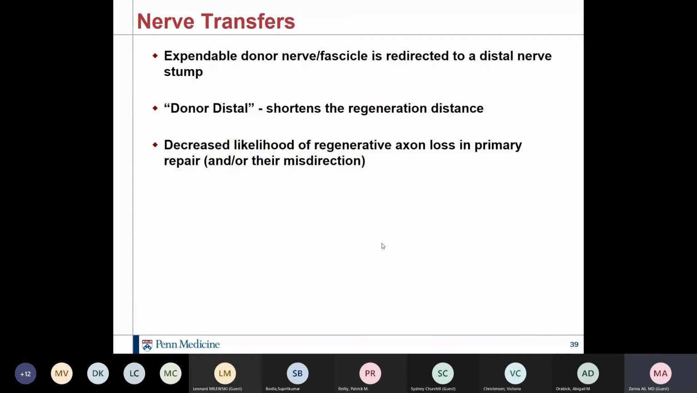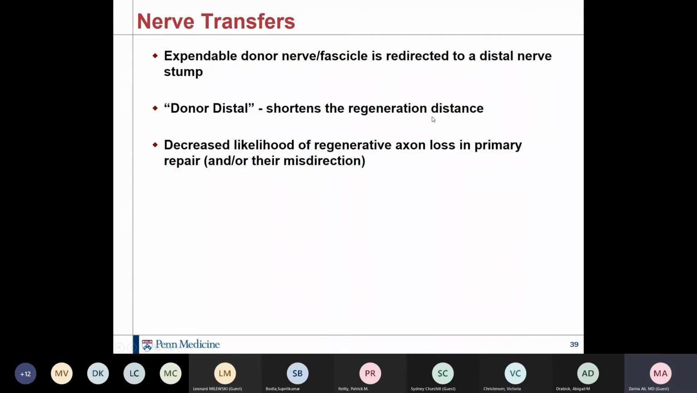And so the idea is we're bypassing the actual site of injury by utilizing a healthy, normal, redundant nerve to fulfill the function of the damaged nerve. And we think of this as donor distal. So this is the mantra we use when we're doing these surgeries, because we want to dissect out that donor nerve as distally as possible and then bring it to the damaged nerve. And that shortens that regenerative distance.